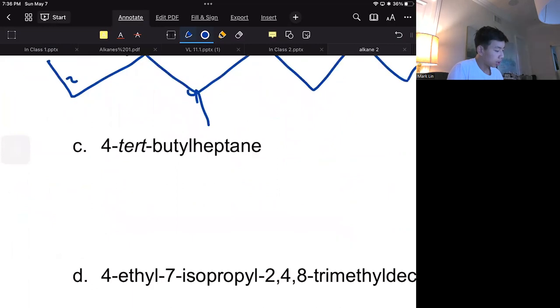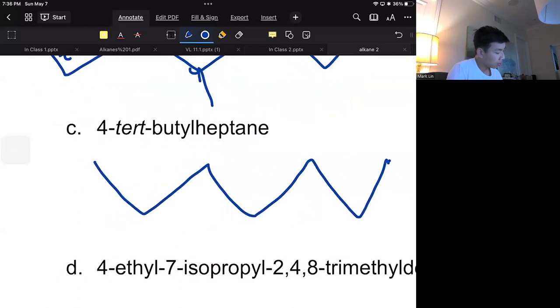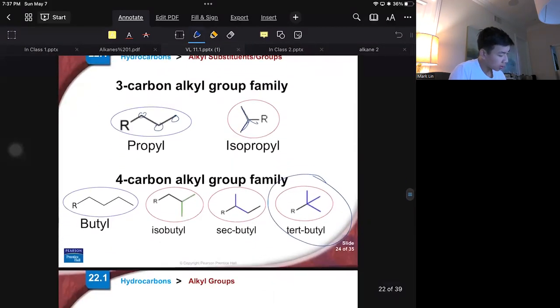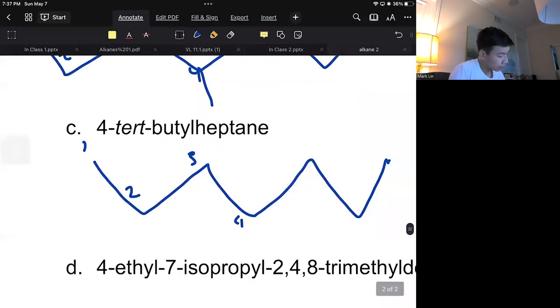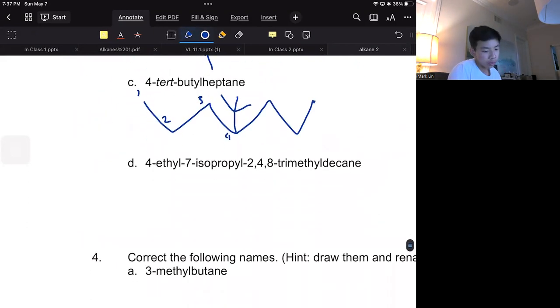C, heptane. 1, 2, 3, 4, 5, 6, 7. Tert-butyl. At number 4, 1, 2, 3, 4. Tert-butyl is going to be looking like this. Got chicken foot. So 4 is going to be chicken foot. Cool. Let's move on.